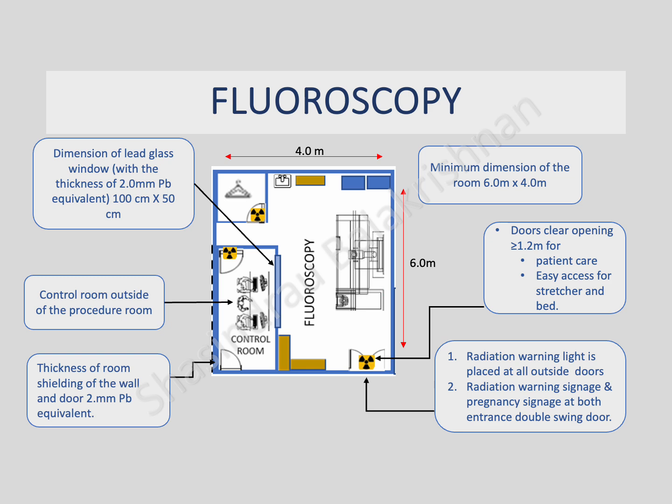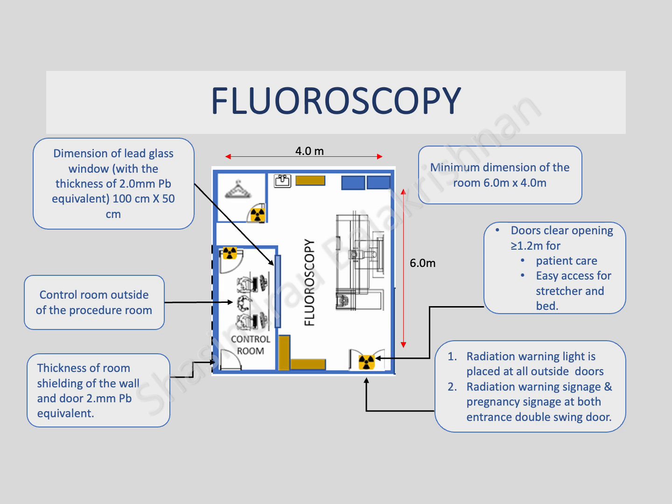The fluoroscopy room requires a minimum dimension of 6.0 meters by 4.0 meters to accommodate the equipment and patient movement comfortably. The control room is positioned outside the procedure room to reduce operator exposure to radiation. Walls and doors must be shielded with 2.0 millimeters lead equivalent to ensure adequate protection from scattered and direct radiation.